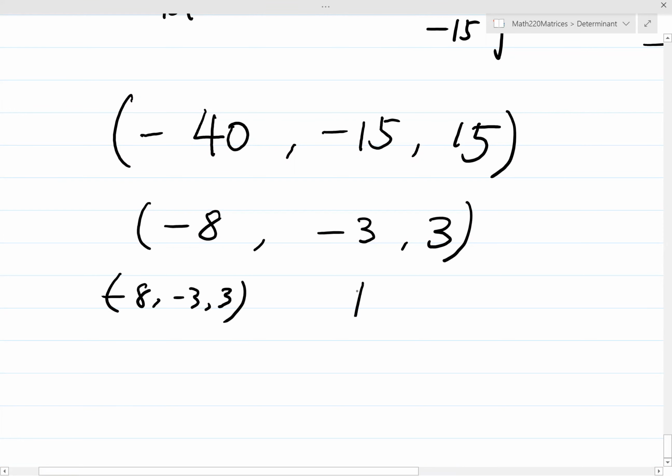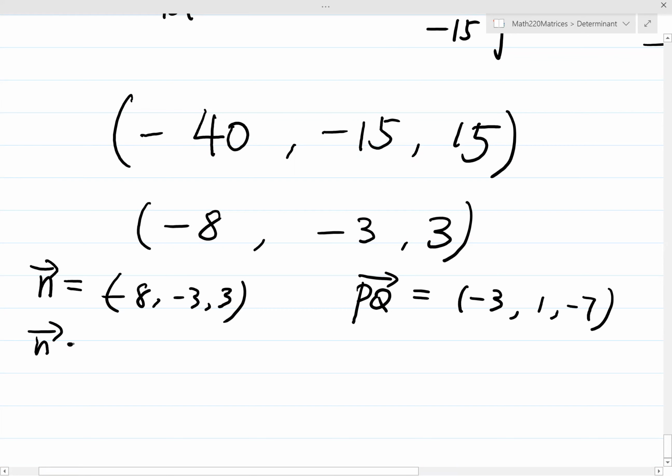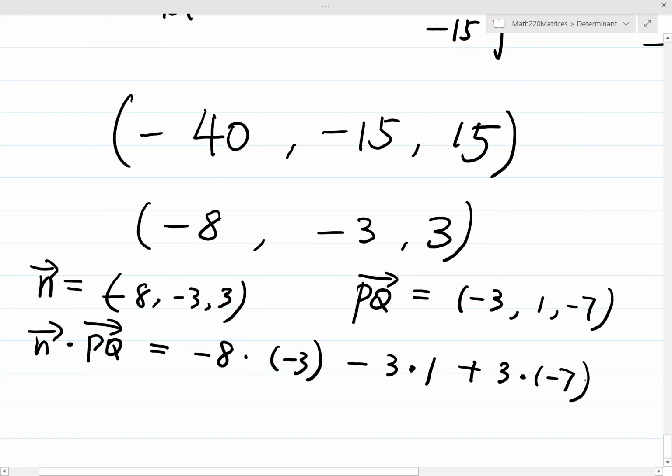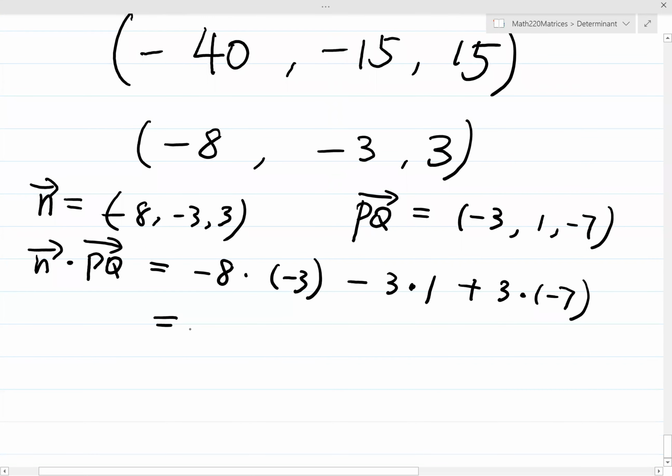Remember what PQ is? PQ is (-3, 1, -7). Let n be this vector. If you take n dot product with PQ, you get -8 times -3, plus -3 times 1, plus 3 times -7. Then you get 24, minus 3, minus 21. This is exactly 0. So we get a perpendicular relation.